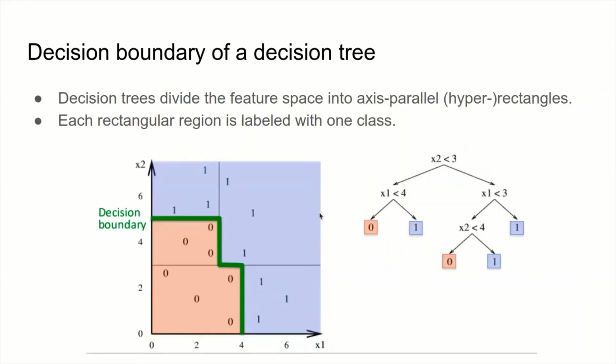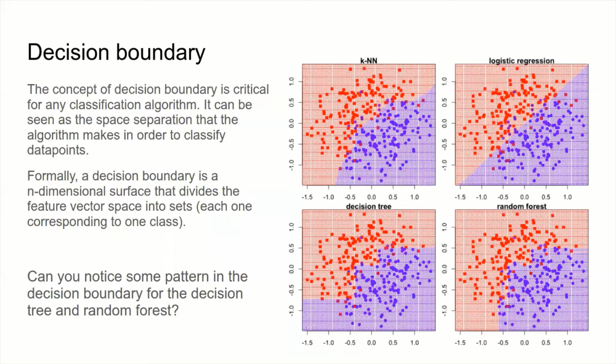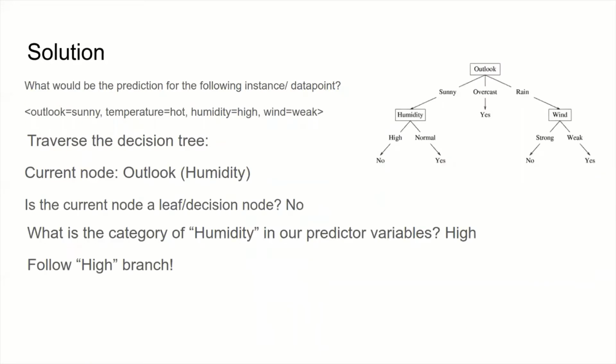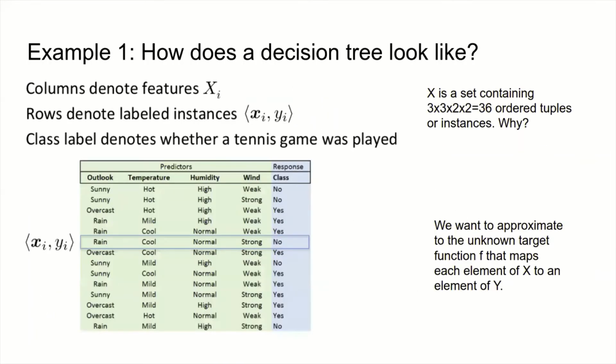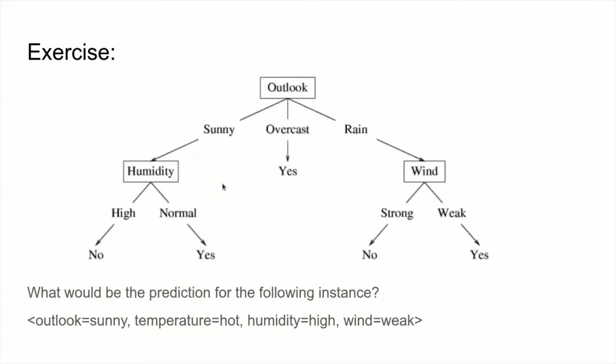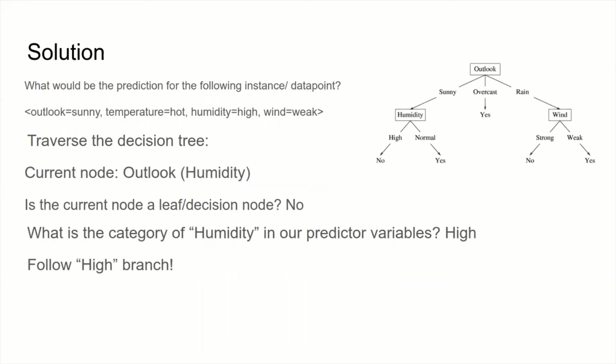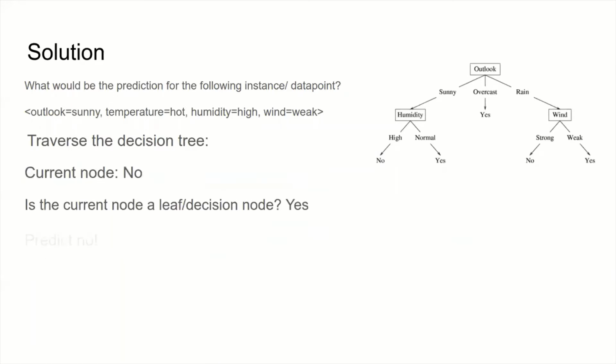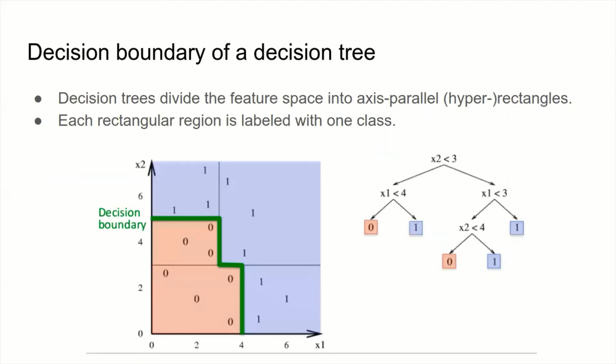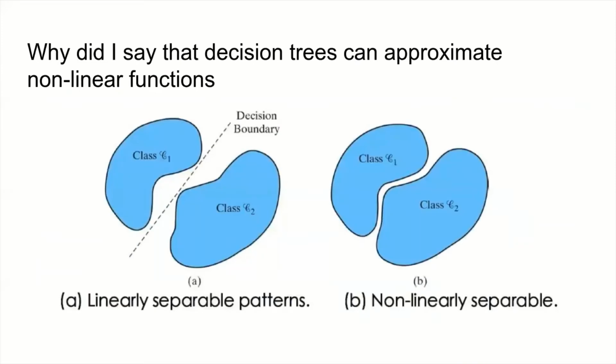So notice that when we're dealing with lots of features, multiple features, for example here we've got 4 features, then the decision boundary will be a hyper surface, because it's going to be in a 4th-dimensional vector space. So this is quite important regardless of the classification algorithm. There will always be a decision boundary. And remember that at the beginning of this presentation, I told you that decision trees can approximate nonlinear functions.